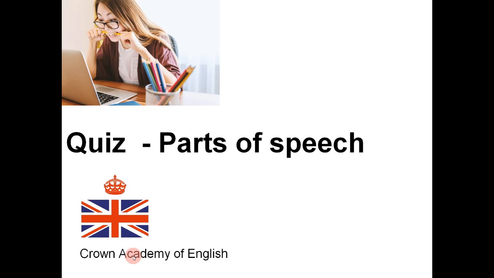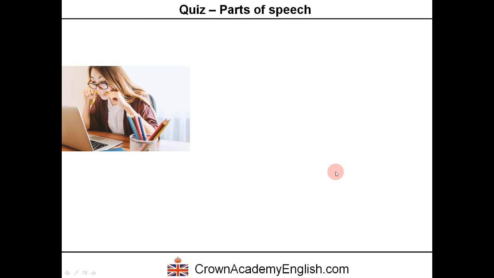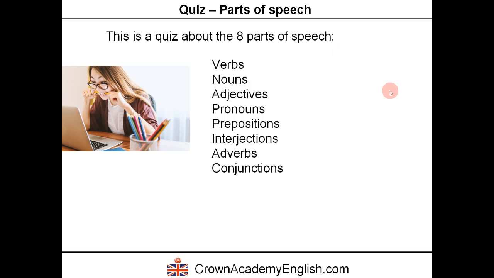Today we're doing a quiz about the parts of speech. So, this is a quiz about the 8 parts of speech. So this is what I will be testing you on. You will need to identify verbs, nouns, adjectives, pronouns, prepositions, interjections, adverbs, and conjunctions. Okay, so these are the types of words in the English language. And the quiz is asking you to identify them.